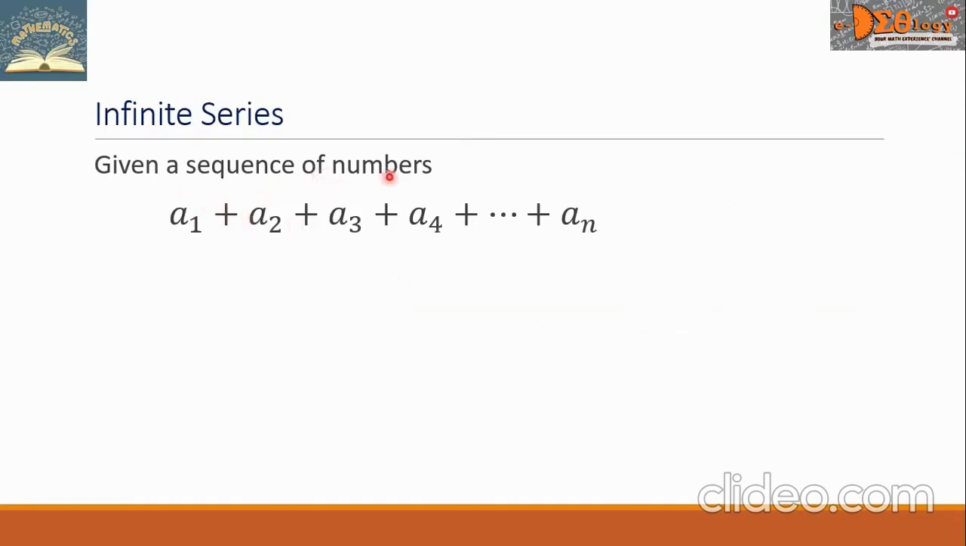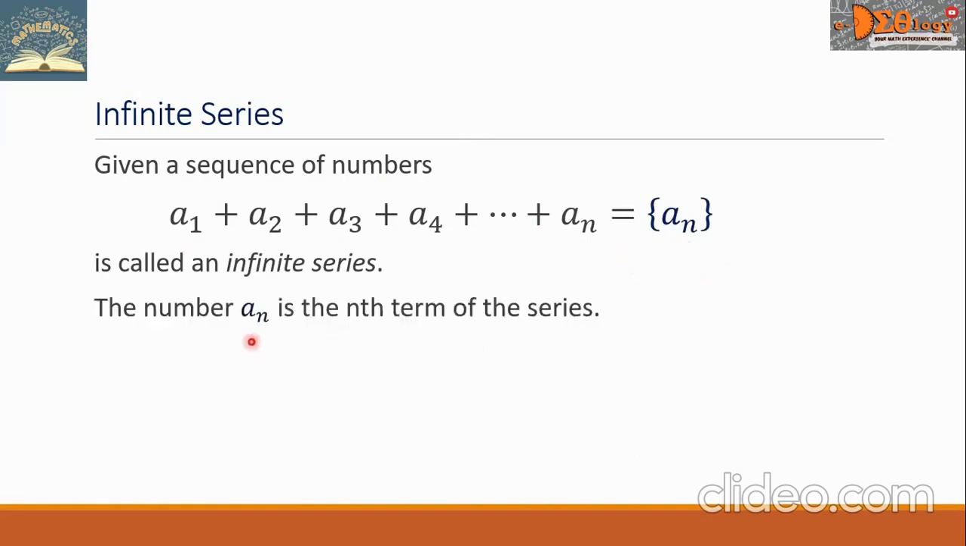Given a sequence of numbers, a sub 1 plus a sub 2 plus a sub 3 plus a sub 4 plus up to a sub n is called an infinite series. The notation is a sub n enclosed in a parenthesis. The number a sub n is the nth term of the series.